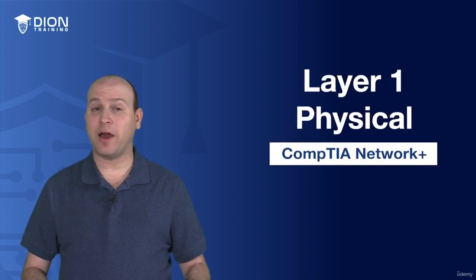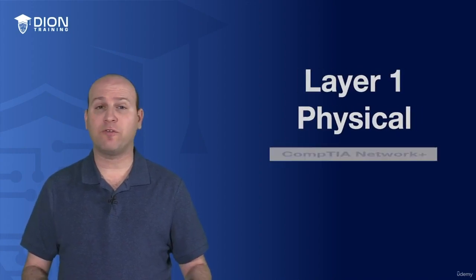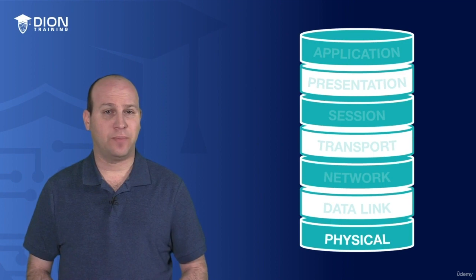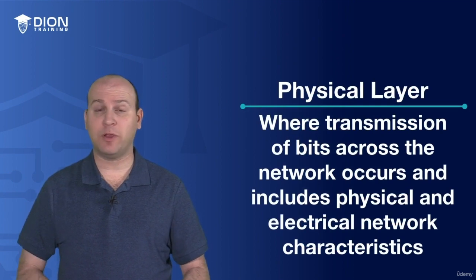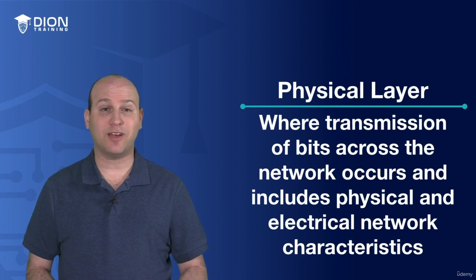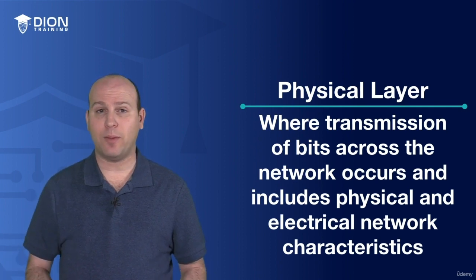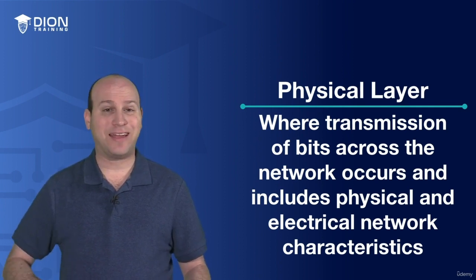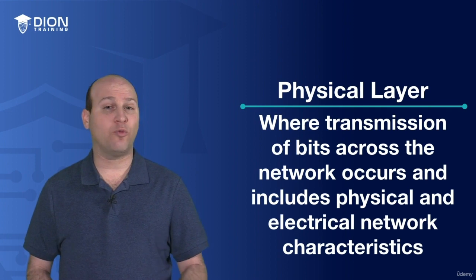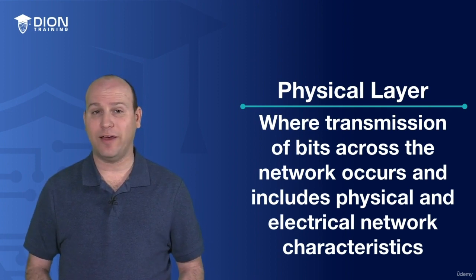If we start on the bottom of the OSI model, we'll find our first layer, the physical layer. Now, this is where bits are transmitted across the network and includes all the physical and electrical characteristics of this network. So this is going to tell us whether we're using an Ethernet network, whether we're using fiber or copper cables, whether we're using Cat5 or Cat6, and even if we're using radio frequency in the case of Wi-Fi.